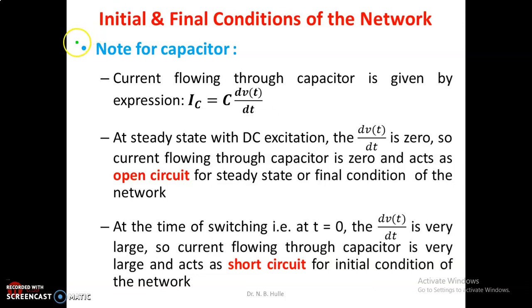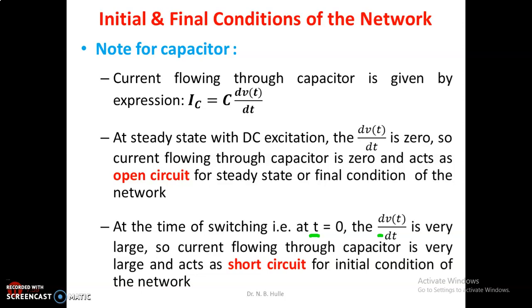Now, taking the specific case, at the steady state, a DC excitation is available, that is the applied voltage is a constant, or the output response is a constant. The dv/dt is 0, that is the rate of change of voltage is 0. If the rate of change of voltage is 0, the current flowing through the capacitor is 0. And if the current flowing through any element is 0, it acts as an open circuit. That's why in the steady state, or in the final condition, the capacitor acts as an open circuit.